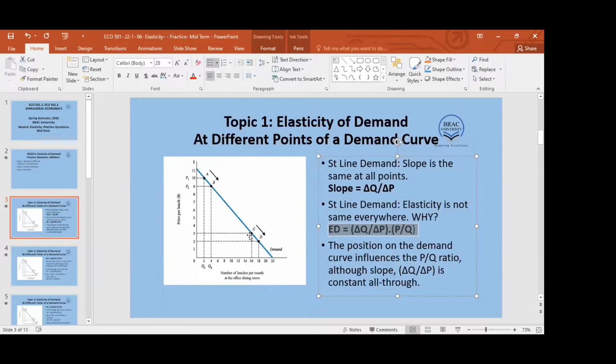But if we look at point C, isn't that same P by Q ratio less than 1? P is 3 and Q is 16. Does everybody see that? At point C, yes, sir. So P by Q ratio is 3 by 16. That means less than 1. Acha, what conclusion can we draw from here? At high levels of prices, if P by Q is greater than 1, elasticity will be greater than 1, won't it?